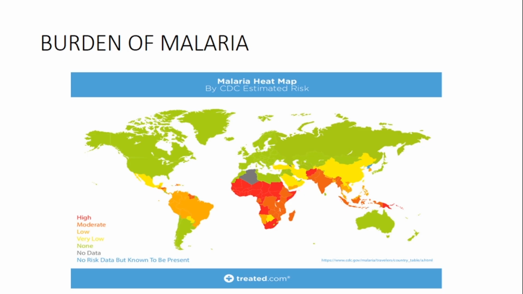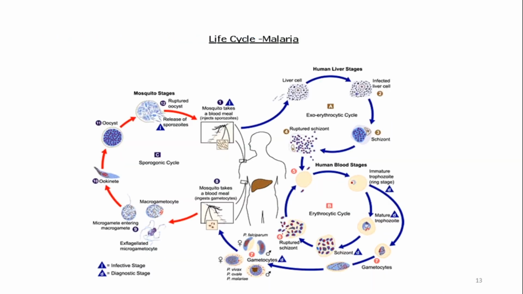So this diagram shows the burden of malaria globally, and it shows that the areas of highest prevalence and endemicity occur in sub-Saharan Africa, of which Nigeria is a part. So, briefly, let's discuss the life cycle of malaria and Plasmodium infection.